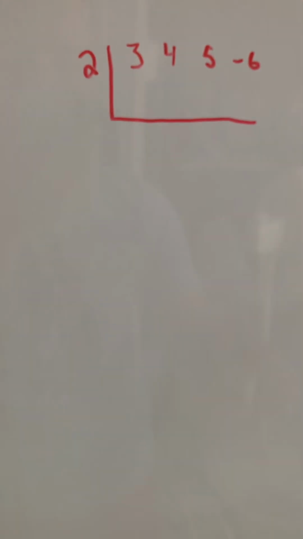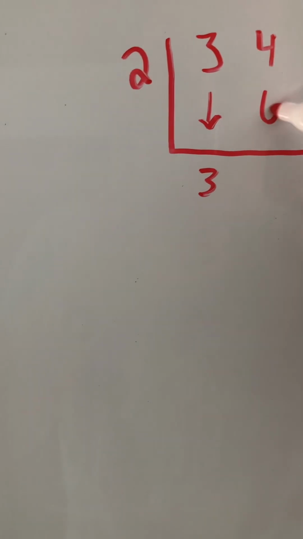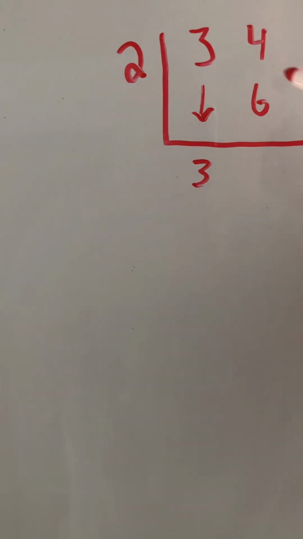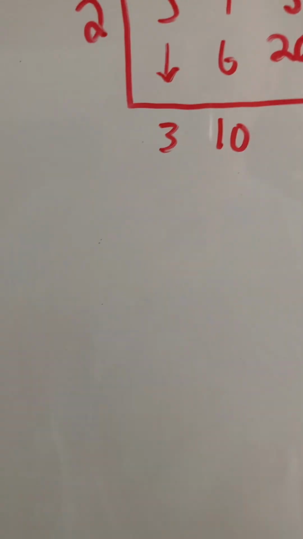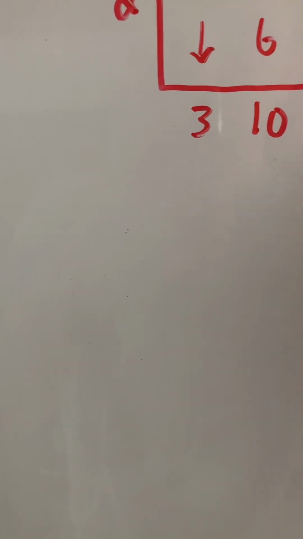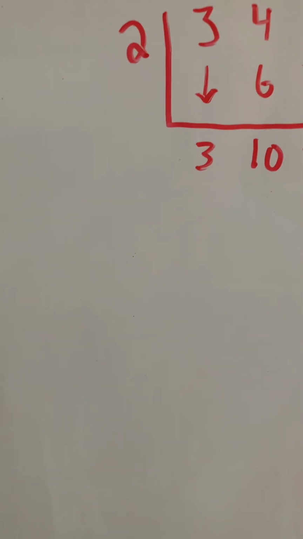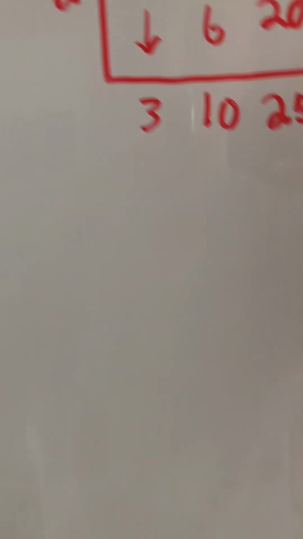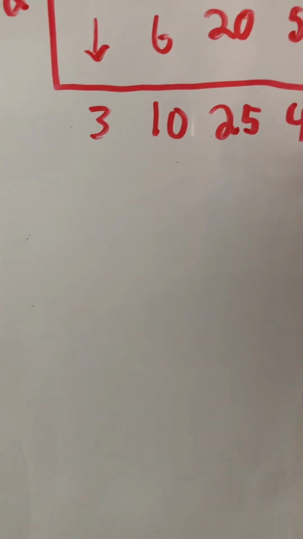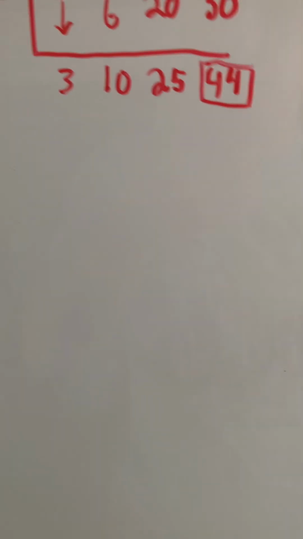I'm going to drop down this 3, and it goes right here. Then 2 times 3 is 6. I'm going to put 6 right here. Then 4 plus 6 is 10. 2 times 10 is 20. 5 plus 20 is 25. Excuse me, because you're multiplying, adding, multiplying, adding, multiplying, adding. Then 2 times 25 is 50. 50 minus 6 is 44. Notice how I don't have a 0 remainder there. So that means this is not perfectly factorable.